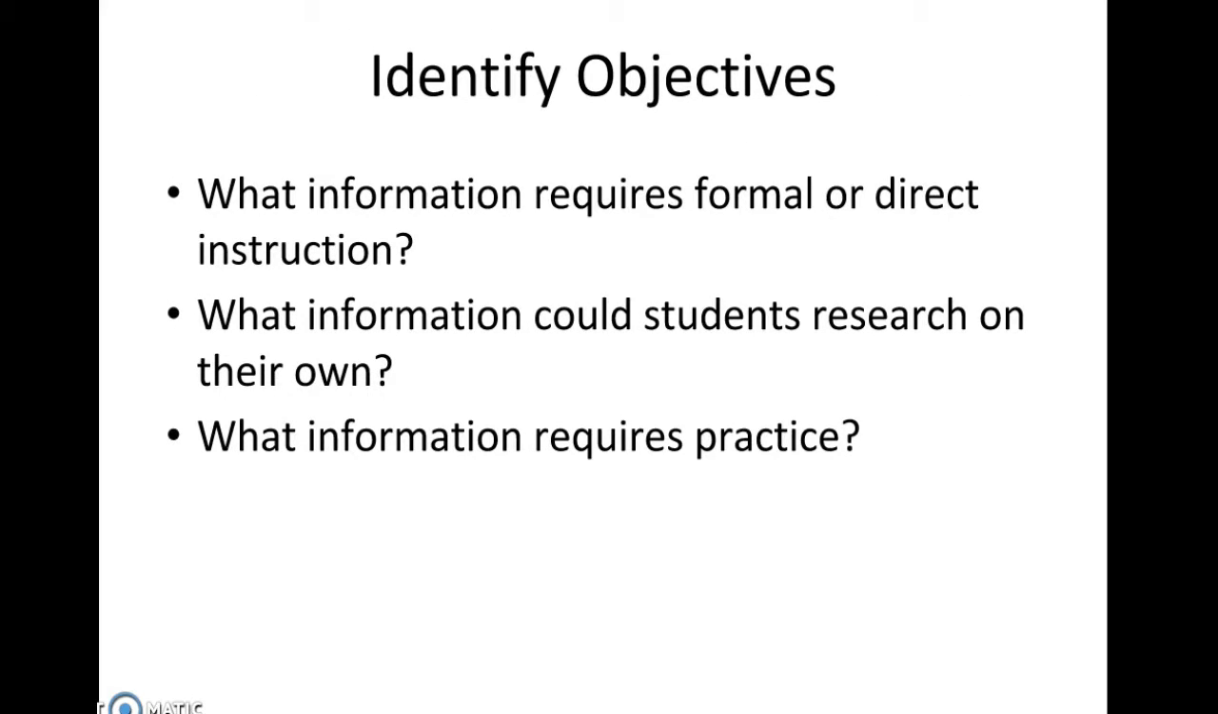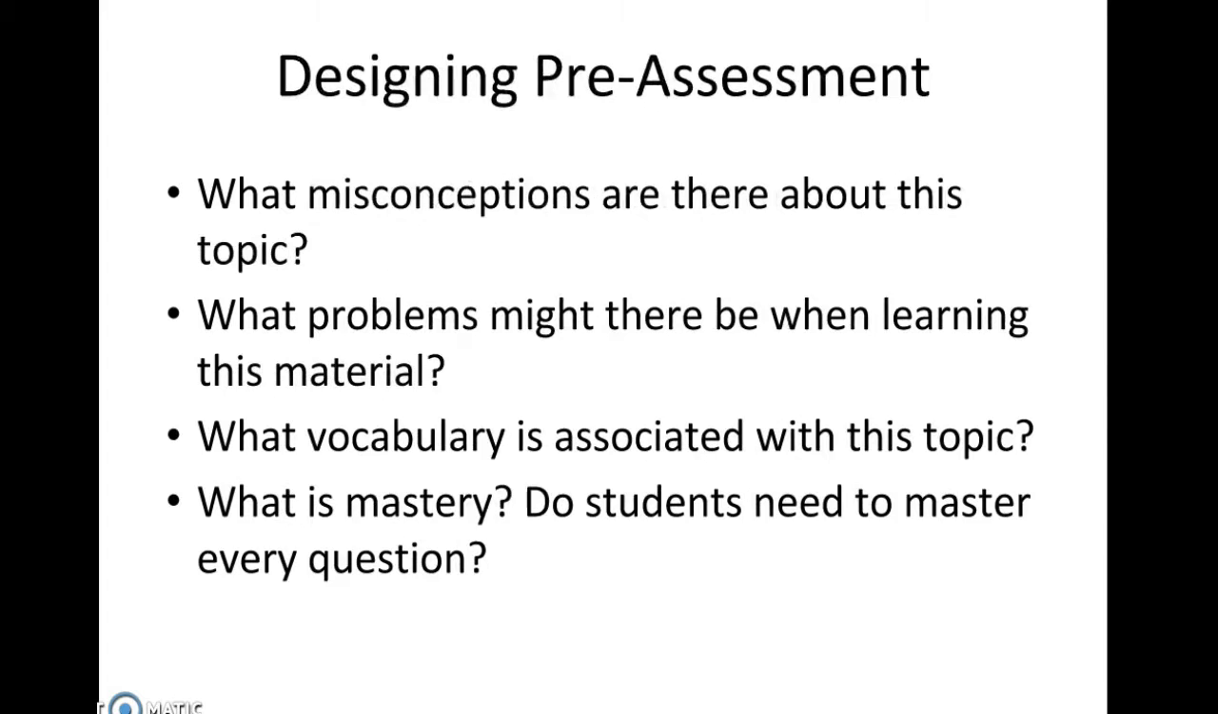The first thing we want to do is identify the objectives that we are teaching. These are some questions to help you think through your objectives. What information requires formal or direct instruction? Often this is the information that is completely new to students. What information could they do their own research on? And then what information will require them to have multiple opportunities to practice?